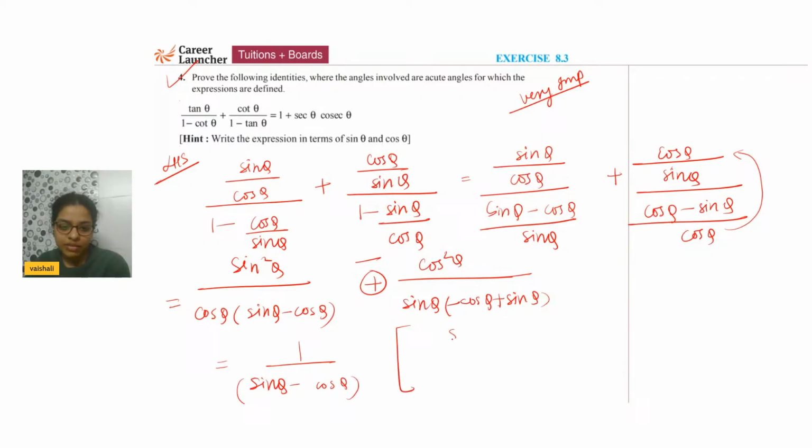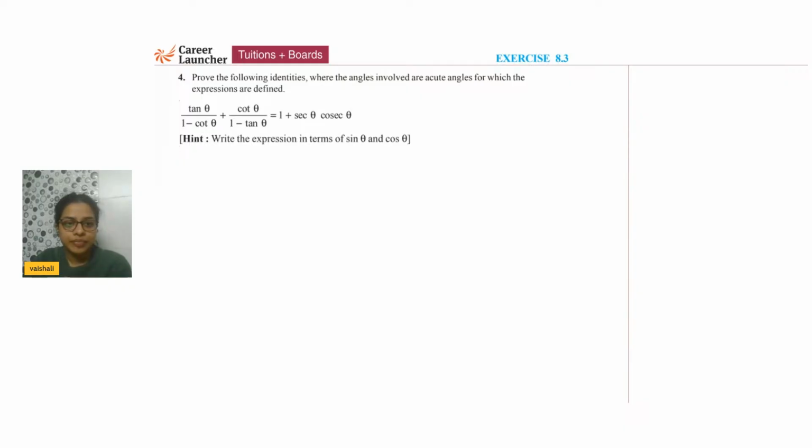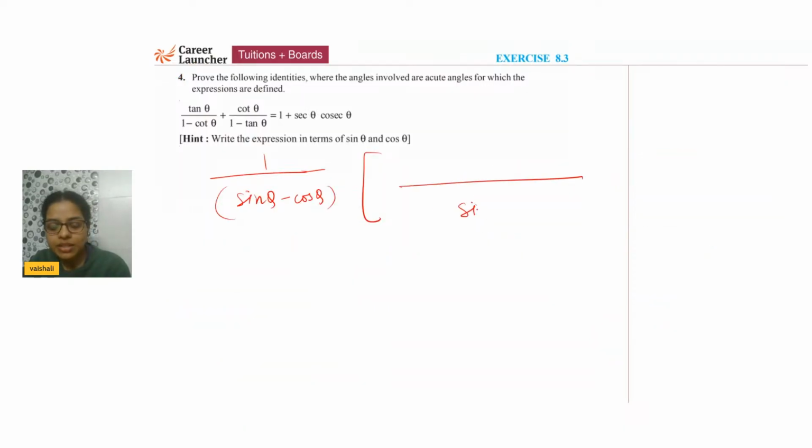And now what we are having is sin square theta divided by cos theta minus cos square theta divided by sin theta. And now we can take LCM in this particular bracket and हम solve करते हैं. So we were having sin theta minus cos theta. And in this bracket, if I'm taking LCM, cross multiplying each other, the LCM is sin theta cos theta. In numerator, if you will see, it will be sin cube theta minus cos cube theta.